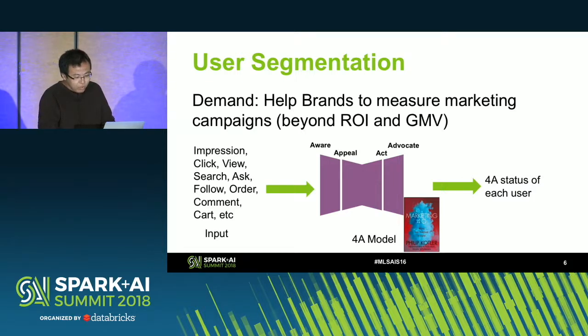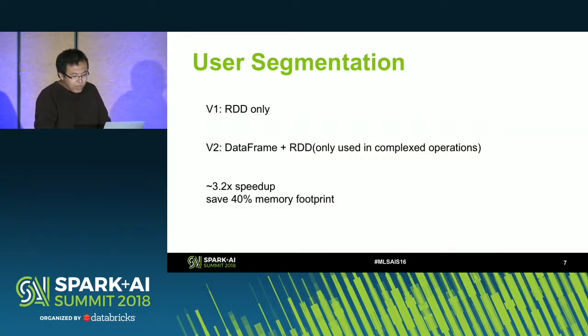With the 4A model, we obtain the status of each user. In practice, we first applied RDD to implement the model. When DataFrame was stable enough, we transferred to it, and RDD is still used in some complex operations. The refactored one is about 3.2 times faster than the old one and saves about 40% memory footprint.